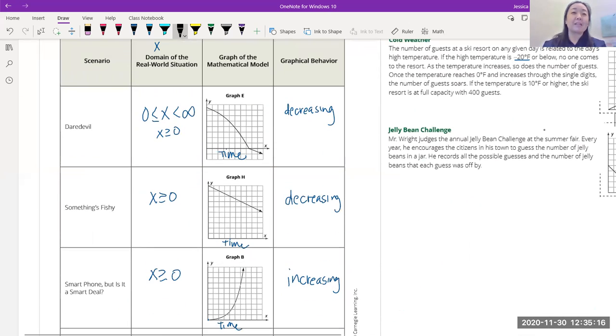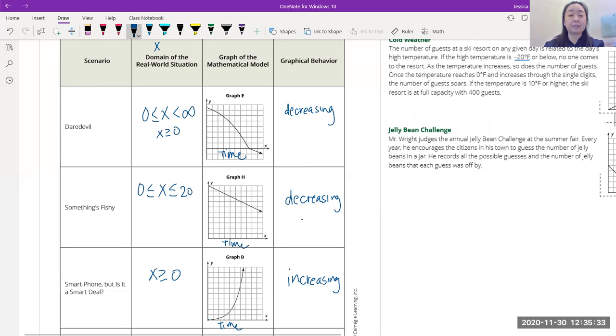So this actually goes from 0. So it can equal 0. That's why I'm putting equal signs, and it goes all the way to 20. All right, and it is decreasing.